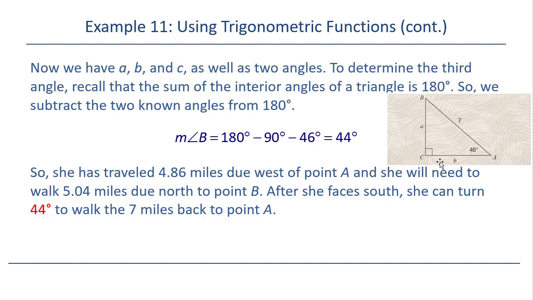She traveled 4.86 miles west. Then she would need to walk 5.04 miles due north to get to B. And after that, she can turn 44 degrees from south to get to this line, and then walk the 7 miles back to A.